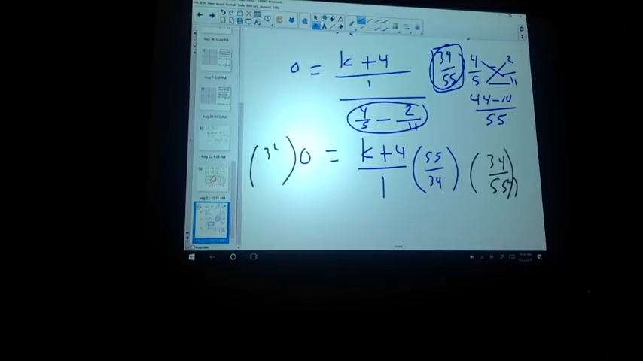Watch, I'm going to show you what's going to happen here. So rather than distributing 55 34ths over k plus 4, if I do this, these all cancel. And that leaves me k plus 4 over 1, or just k plus 4. Can anyone multiply 34 times 55 for me on a calculator? Because I don't know what it might be. I'm just kidding. It's 0. Anything times 0 is? 0. So what's k have to be equal to?